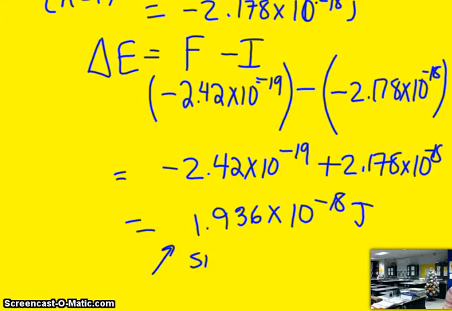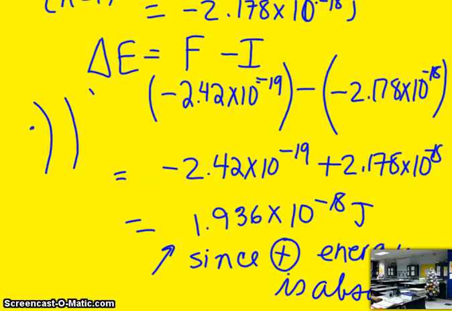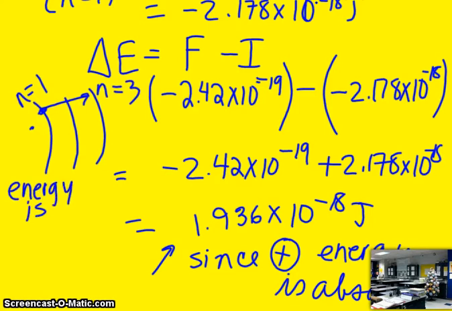Since this is positive, energy is absorbed in this process. You're moving away from the nucleus, right? You're moving from n equals 1 out to n equals 3. So energy is absorbed, which is why this is positive. That all makes sense because we're moving away from the nucleus.